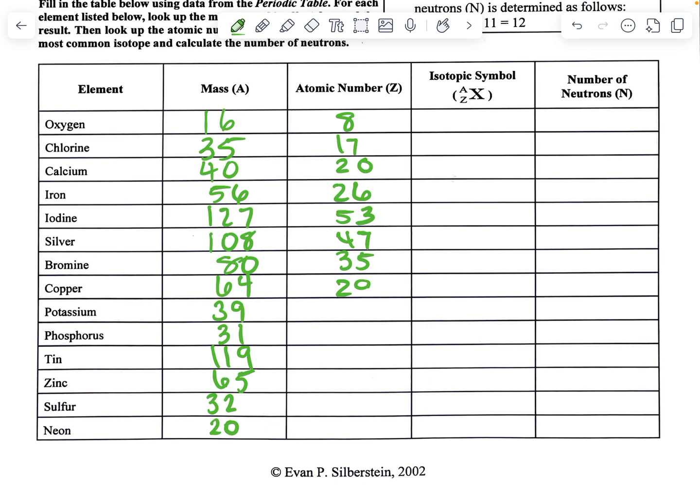You must have a periodic table to do this. I don't know anybody who would have this memorized. I certainly don't. And then we're going down.